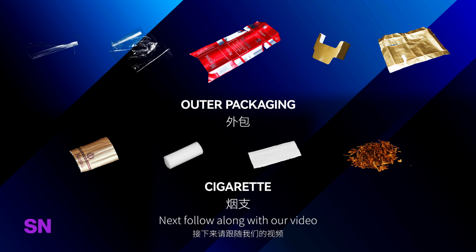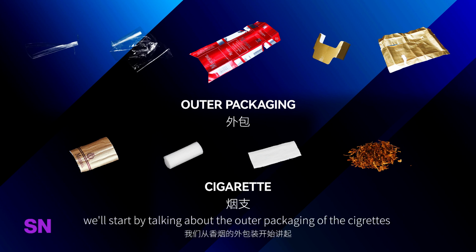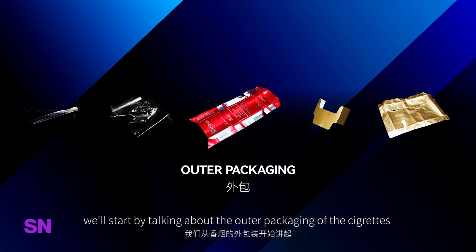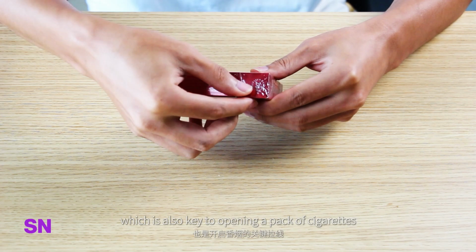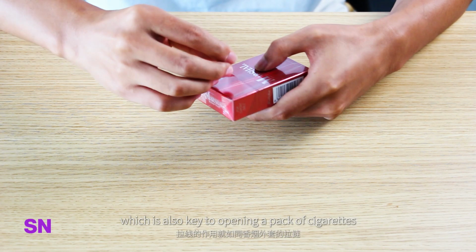Next, follow along with our video as we systematically explore the structure of a cigarette. We'll start by talking about the outer packaging of the cigarette. First, let's introduce the first component, which is also key to opening a pack of cigarettes: the tear tape.